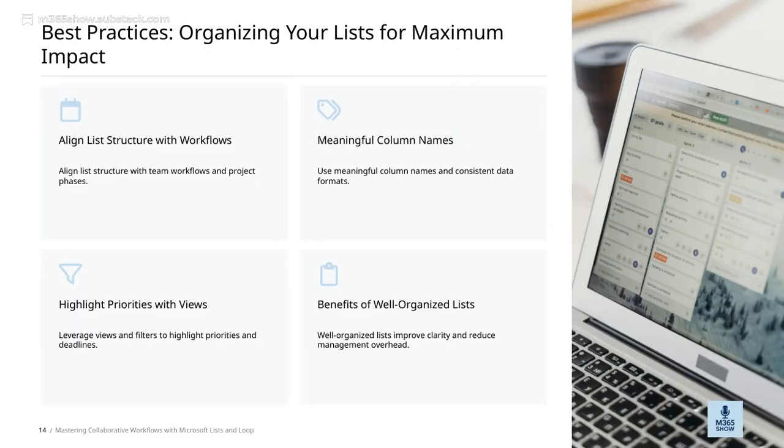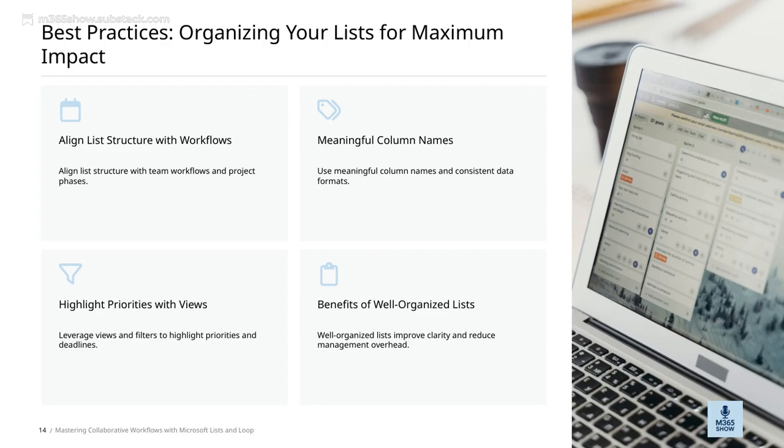Let's talk about mastering collaborative workflows with Microsoft Lists and Loop. When your lists are well organized, they not only improve clarity, but also help reduce the management overhead, making everyone's job easier. One of the key benefits is leveraging views and filters. These tools allow you to highlight what's most important, like upcoming deadlines or high-priority tasks, so your team can focus on what matters most. It's also crucial to use meaningful column names, nothing vague here, so everyone understands what each column represents at a glance.